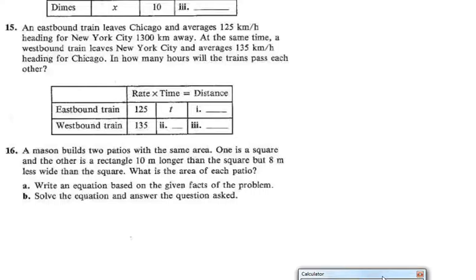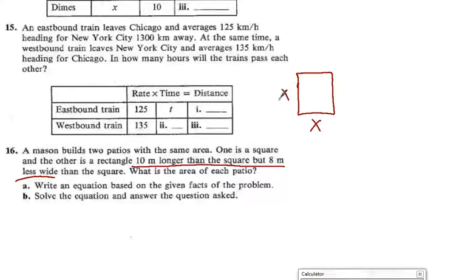A mason builds 2 patios with the same area. One is a square, the other is a rectangle, and it is 10 meters longer than the square, but 8 meters less wide than the square. So I think we should draw these. I have a square. Do I know the value of the side length? No. When I don't, I'm just going to assign it an x.